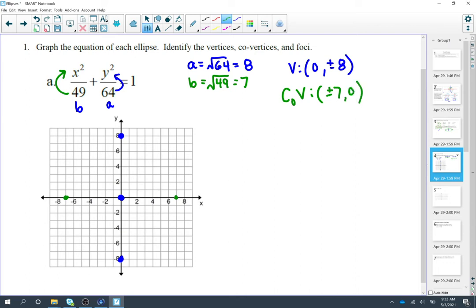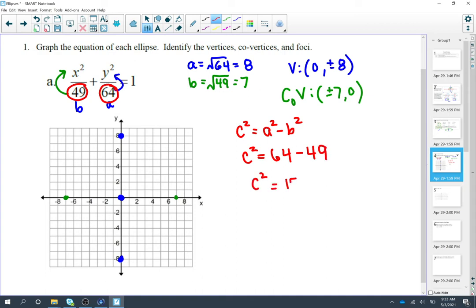Then we have to identify our foci. Keep in mind your foci are laying on your major axis, and your major axis here is the vertical one that has your vertices on it. If I want to find my foci, I'm going to use the relationship that c squared equals a squared minus b squared. So c squared, I know that a squared is 64, minus b squared, which I know is 49. c squared equals 15. So I know that c is plus or minus the square root of 15.